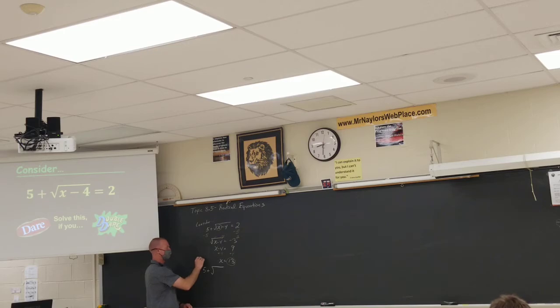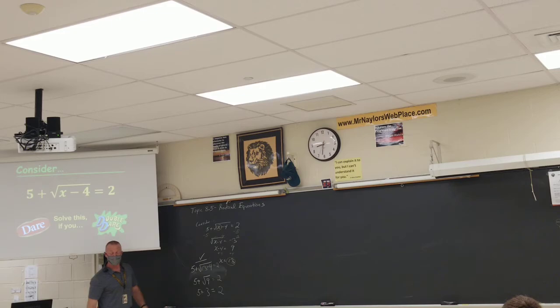Let's plug it in and find out. We commonly call this a check. But what happens? You plug in 13, you're checking to see if it equals 2. Well, nothing too fancy right now, just the square root of 9. But geez, that ends up being 5 plus 3. And I guess I can say you are correct, or we are incorrect, because 5 plus 3 does not equal 2. And so we have a problem.